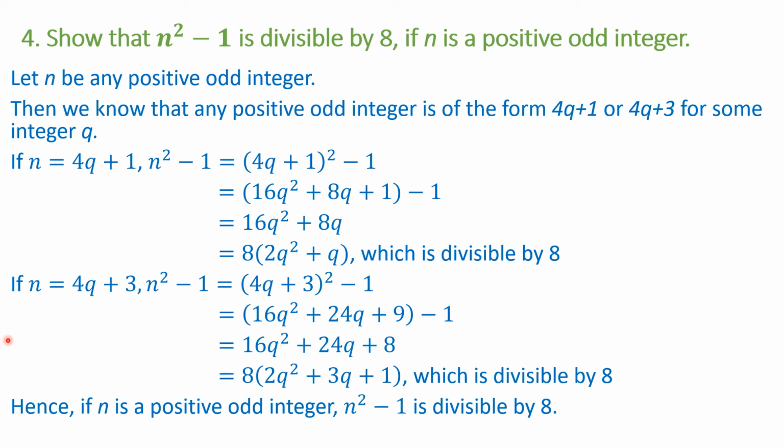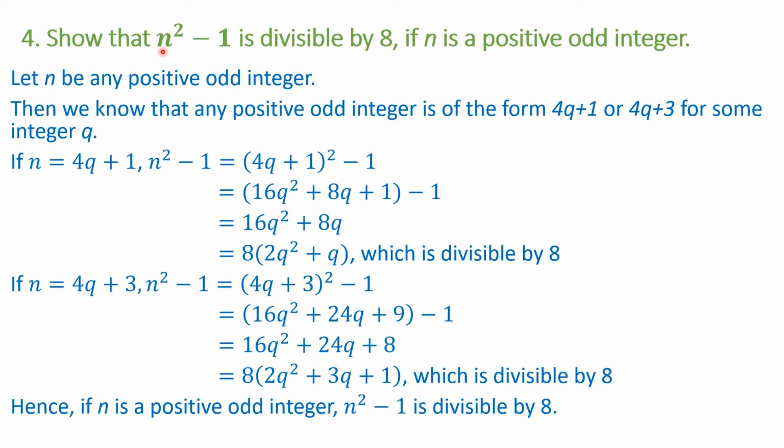So the fourth question is, show that n square minus 1 is divisible by 8 if n is a positive odd integer. Now let n be any positive odd integer. You have already done in the first question, I have already proved that if a number is a positive odd integer, it is of the form 4q plus 1 or 4q plus 3. So I'm going to use what I have already learned in my first question. So I'm going to say that since n is a positive odd integer, it is either of the form 4q plus 1 or it is of the form 4q plus 3.